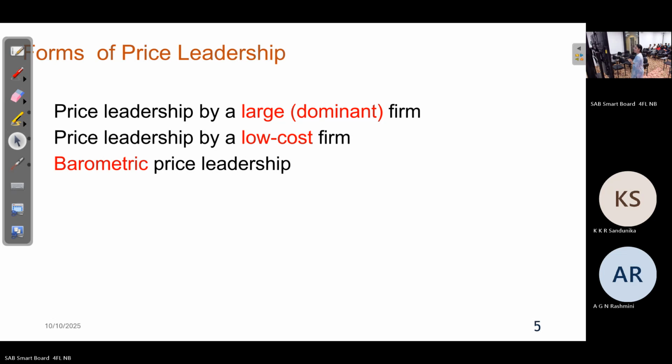Now there are 3 forms of price leadership. In this industry, they have to select one firm as the leader, so they have to decide which firm is the leader. One way to decide is price leadership by a large or dominant firm. That means they are checking the market size. Which firm has the largest market share? Let's suppose these are network providers. Who has the largest market share?